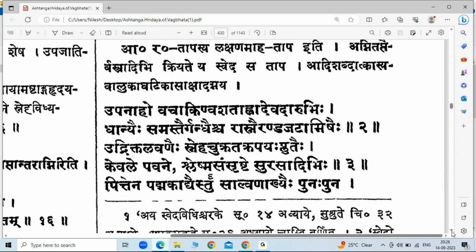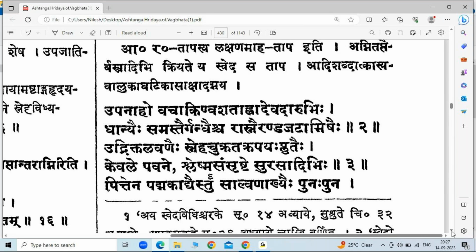Then kevale pavane. What we have seen, vacha, kinva, shatahva, devadarubhihi, dhanyaihi, samastair gandhaischa, rasnairanda jadamishaihi, udrikta lavanaihi, sneha, chukra, takra, payaplutaihi, is relevant in the case of kevalavata condition. Kevale pavane means without any samsarga with pitta or kapha. That is known as kevala pavana. Pavana is vayu. Kevala vayu, anupastambhaha, unsupported by other doshas.